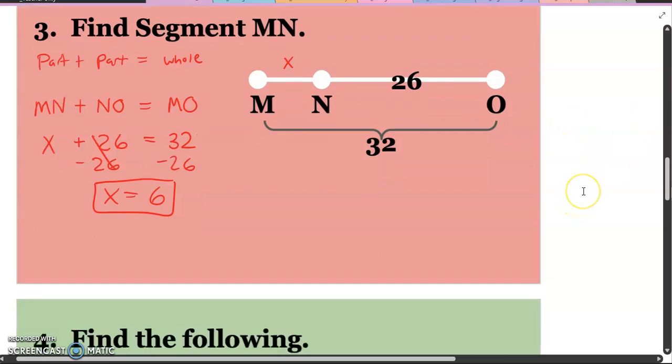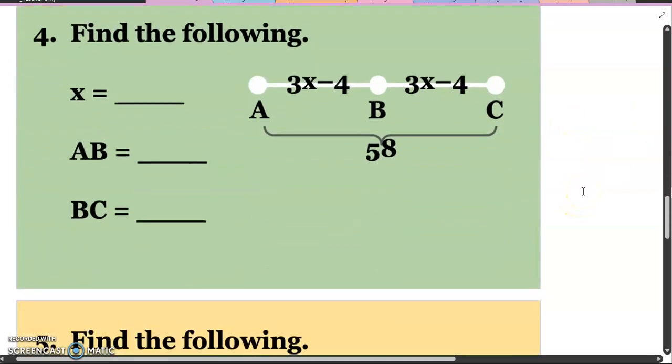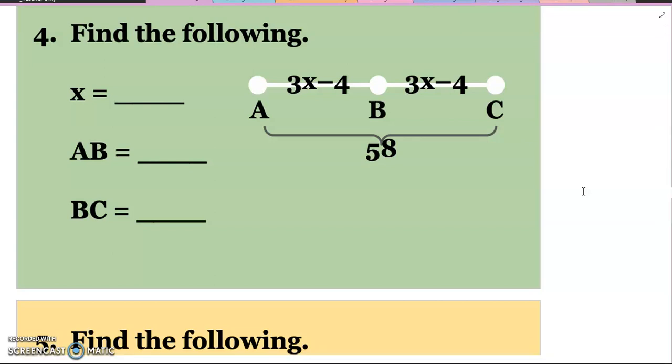Let's try another. So here's example 4. We're going to do this one together, and I'm going to have you try example 5 on your own. So in this situation, let's set it up once again. Part plus part equals whole. So we know that AB part plus BC, the other part, equals the whole, AC.